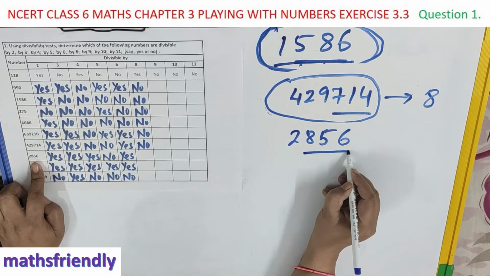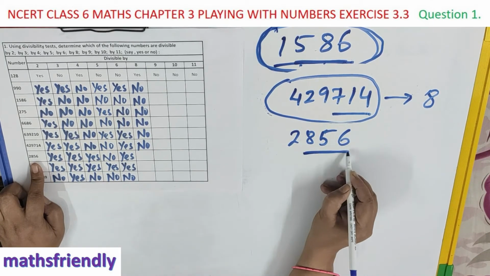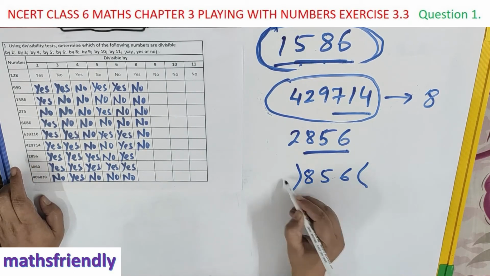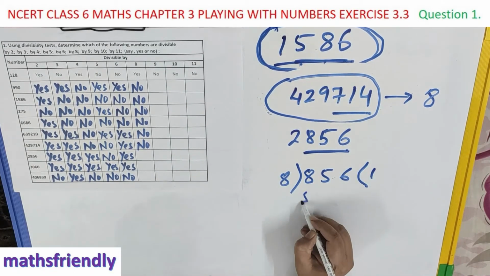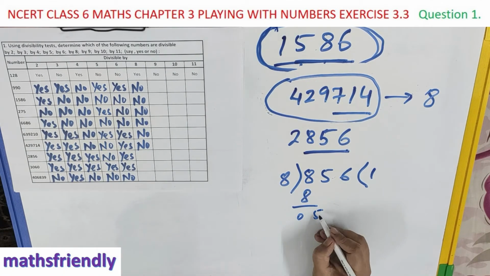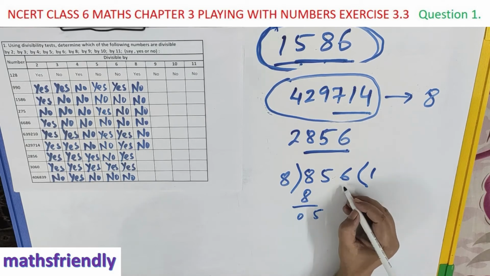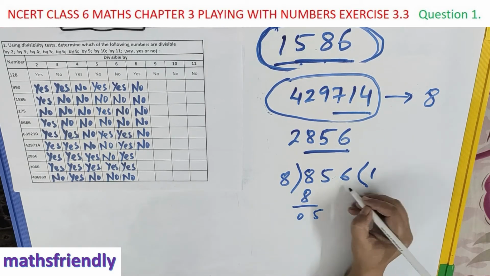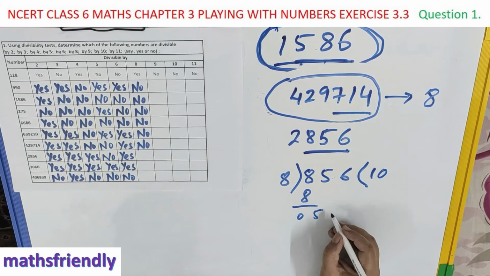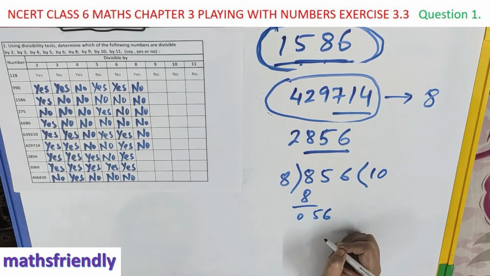So we have to check for the last 3 digits: 8, 5, 6. We will divide it by 8 and check. 8 ones are 8. Remainder is 0. This 5 comes down. We cannot divide 5 by 8. So we have to take this 6 down. To take this 6 down, we have to first put a 0 here and then we can write this 6.